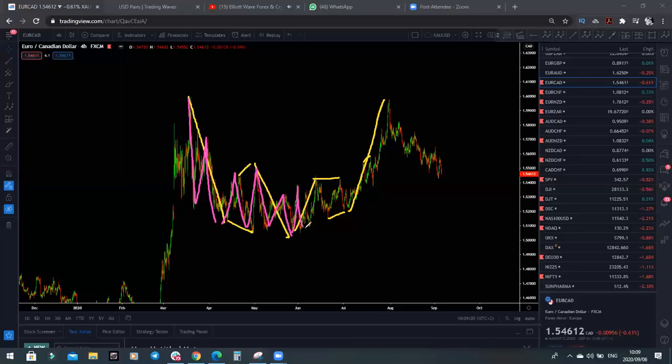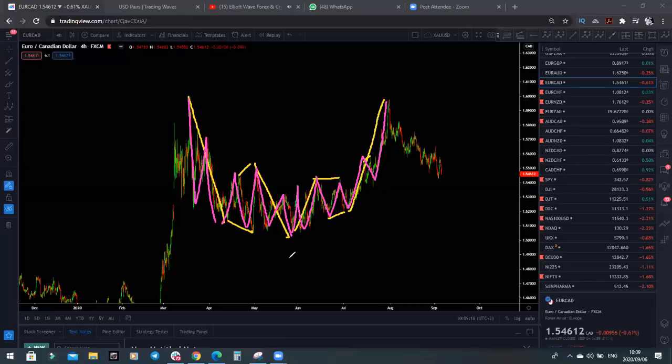You've got 1, 2, 3. You've got 1, 2, 3. You've got 1, you've got 2, you've got 3. If you go down to these waves, you will see that nothing is forced. It's exactly as it should be. It's exactly how waves should move.